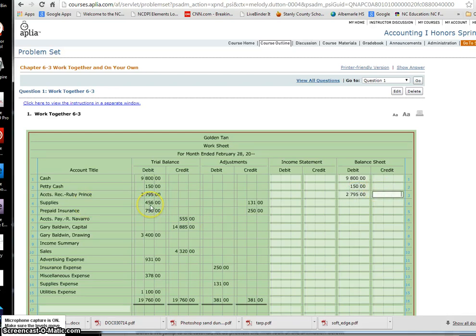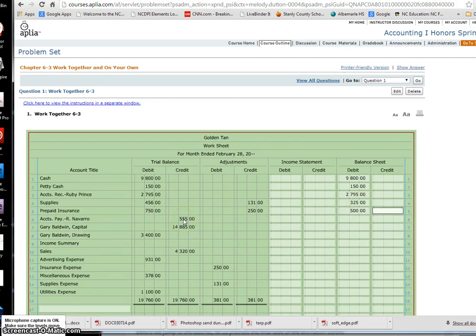Supplies, $456 was our beginning balance. We used $131. We're going to subtract, and first of all, it has a debit balance. A credit reduces an asset account, and 456 minus 131 gives us $325. If you remember from section 6.2, this was our ending balance. Prepaid insurance, same thing. We started out with $750. We used $250, so we subtract $750 minus $250, and we get $500.